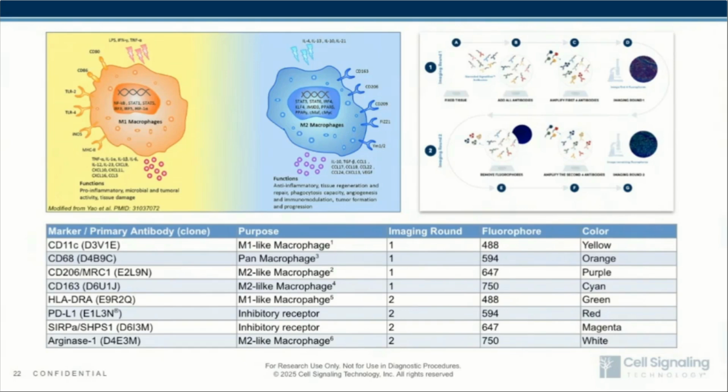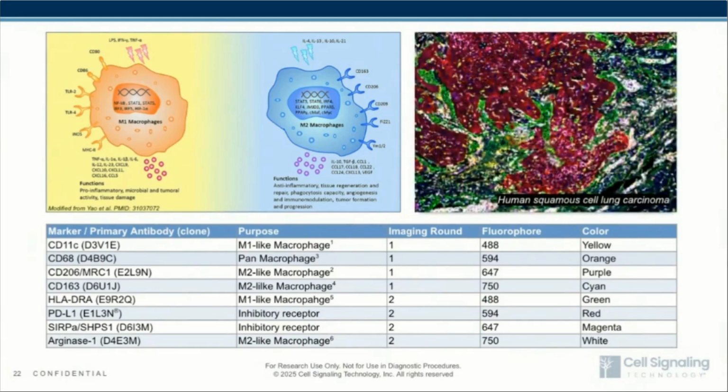And so, limited as we are by the 8 plex that we performed, we chose markers that were best indicative of defining a cell that is more M1-like and cells that are more M2-like. And we also included some functional markers, some activation markers, and some immunosuppressive markers such as SIRP alpha, arginase, and PD-L1. We validated this panel in 8 plex across multiple tissues.